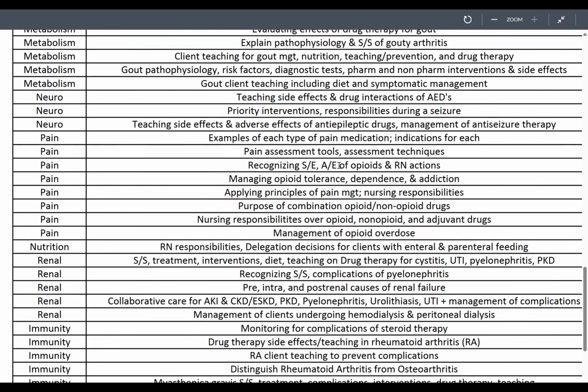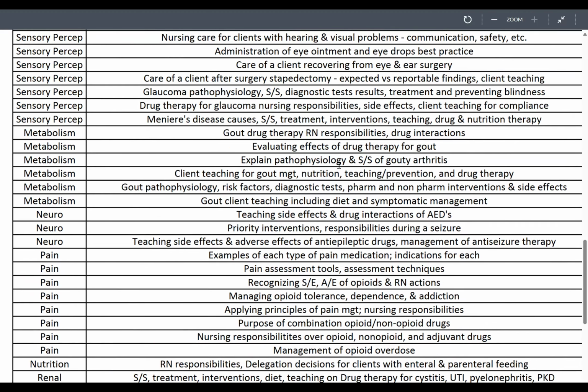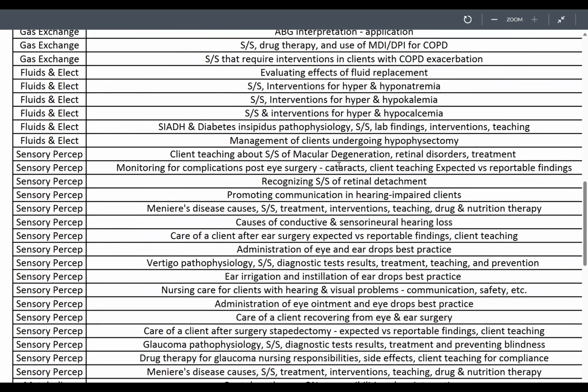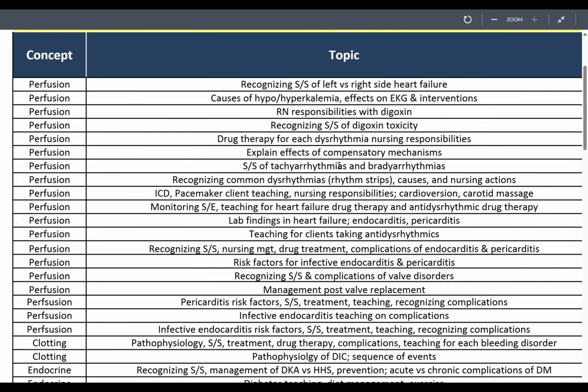There you go. So we had eye, ear, seizure, and gout. Okay. So let's start with the other topics. Any questions on heart failure, specifically these topics up here?